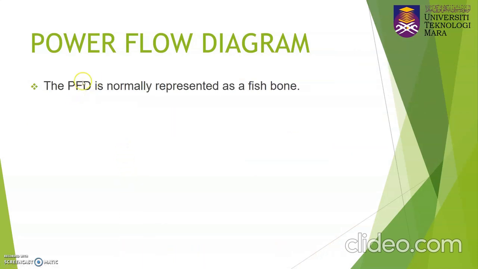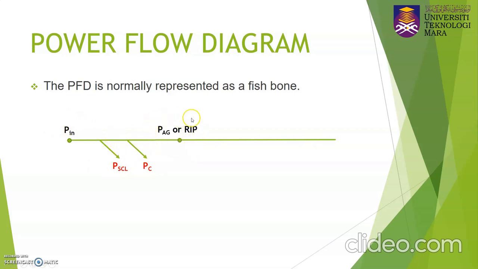The power flow diagram, or PFD, is normally represented as a fishbone. How do we draw the fishbone? You can start with a straight line. First, you have the input power to the induction motor. Then you have two different losses in the stator part: the stator copper losses, and the core losses. P in minus the losses leaves you with P air gap, or rotor input power. This is the input power that goes to the rotor part.